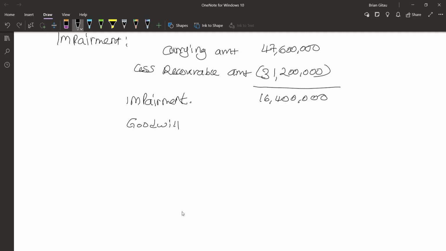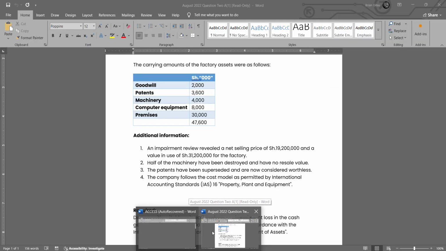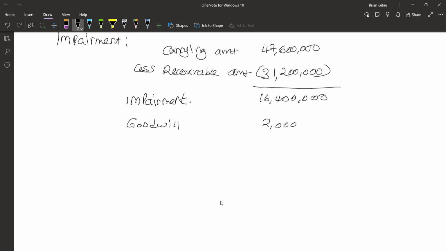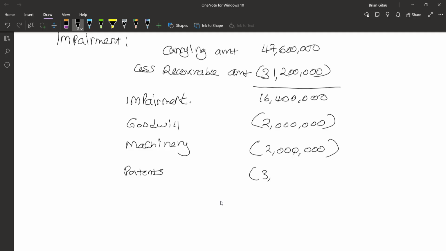From our table, I can see that goodwill was valued at 2 million. So I take off 2 million. I take half of the machinery. Again, 2 million. Remember, the total value of machinery was 4, so half of it is 2. And again, patents have been suspended, so patents of 3.6 million.